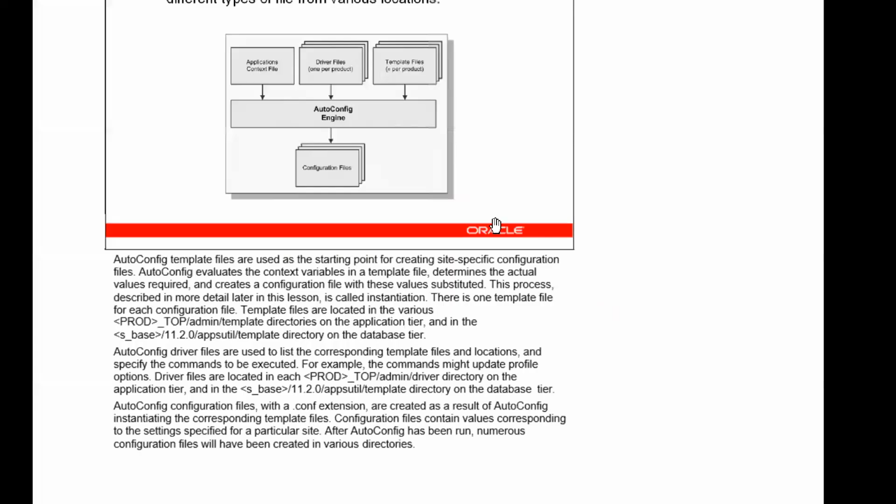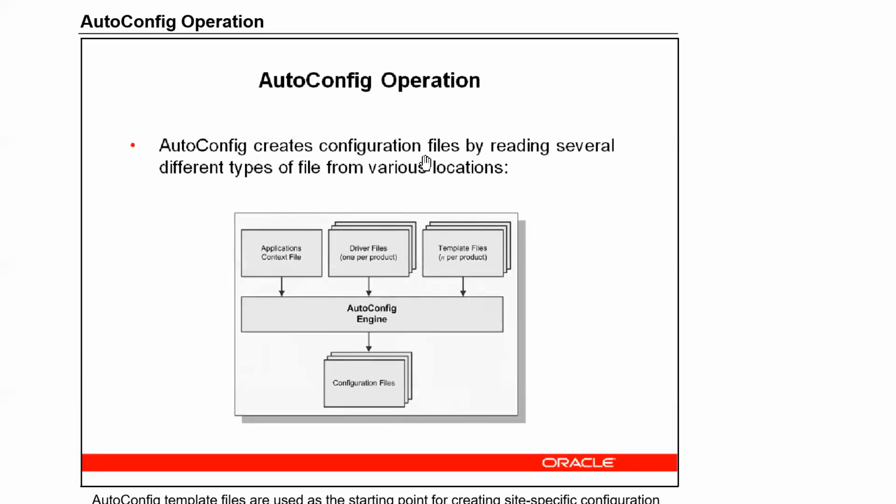Right. So autoconfig creates configuration files by reading several different types of files from various locations. That is correct. So how are these configuration files created? Actually, it reads a lot of driver files, template files, application context file, and an autoconfig engine is run, and these configuration files are created. What are these configuration files? Like environment files, start-stop scripts. So whichever file you open, it says that this file is being maintained by autoconfig.